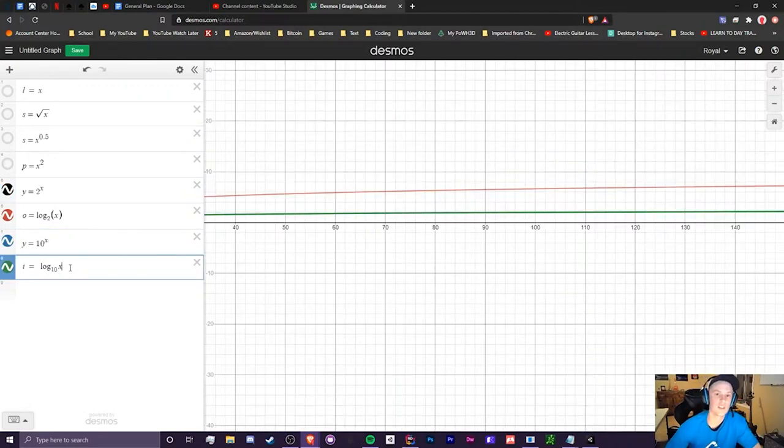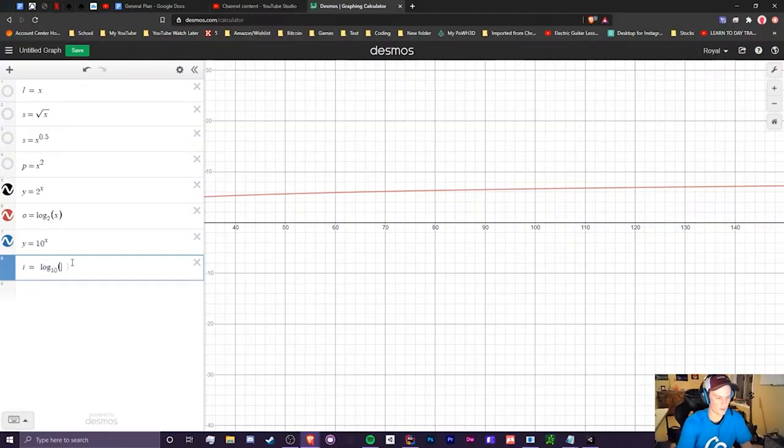Fun fact, this is actually how the exponent is calculated with scientific notation. It's basically just log x. So if you do, for example, 10 to the power of 20, you're going to get 20, okay? It's very simple to understand.